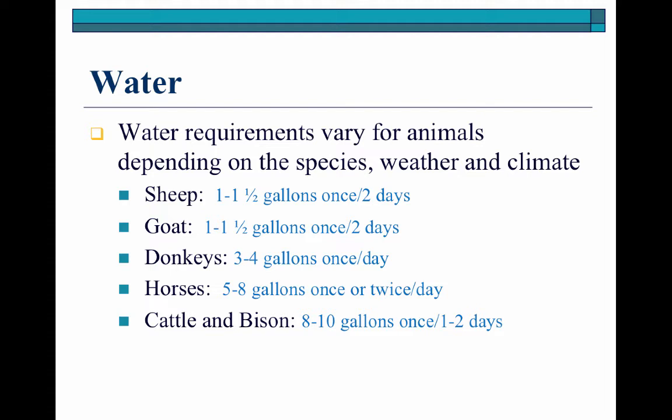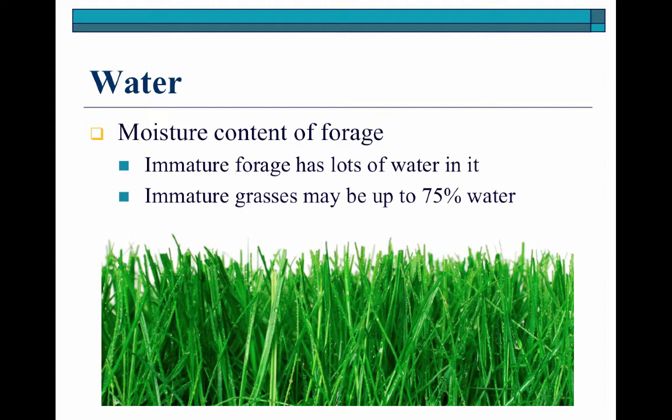Cattle and bison actually consume more water than horses do, and this really fuels their microbial gut population in their rumen, reticulum, omasum, and abomasum. One area that does come to the back of our mind when we're talking about available water is the water that's associated with the forage. Immature forage, very new, green, lush forage that has not reached maturity yet, has lots of water in it. At certain times, those grasses can have 75% water.